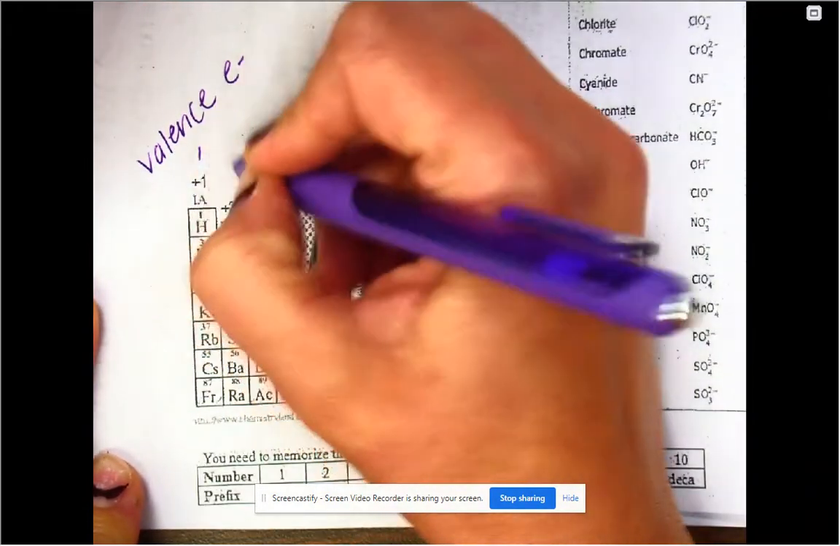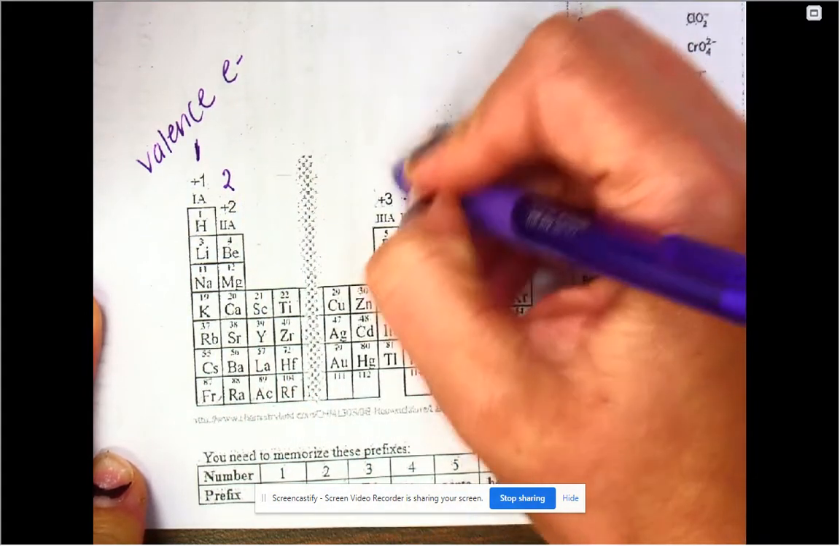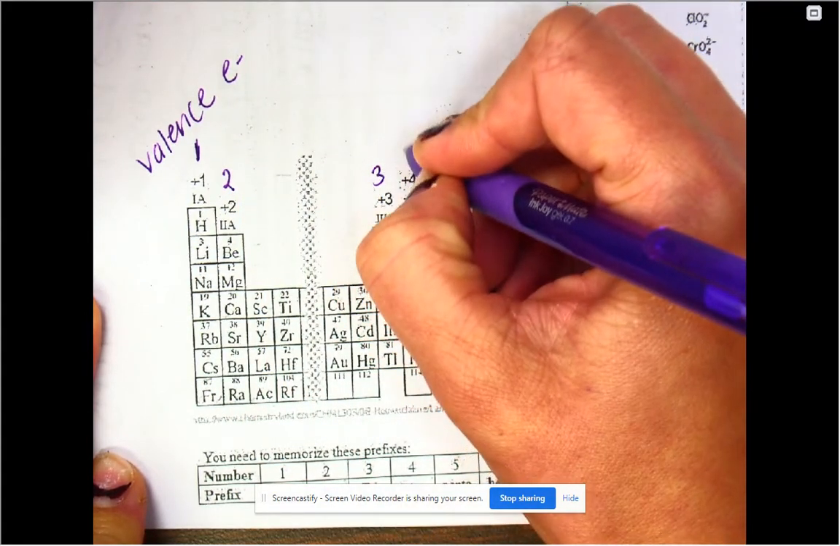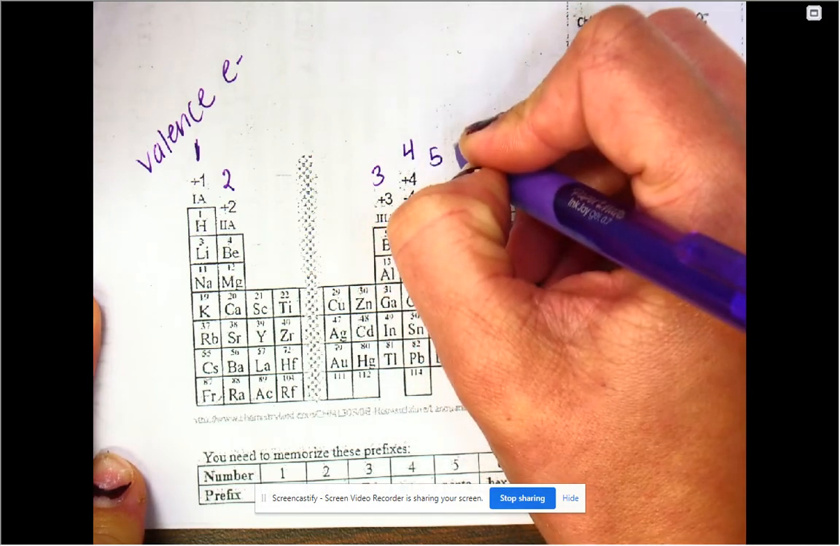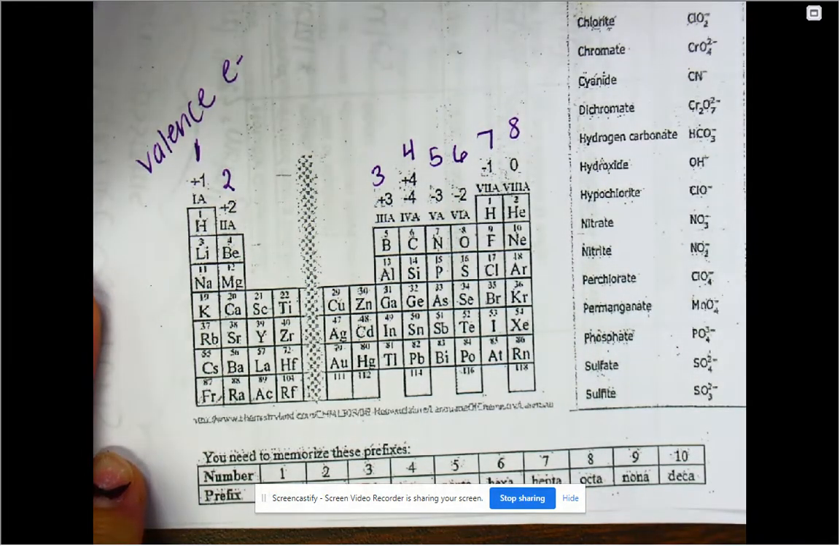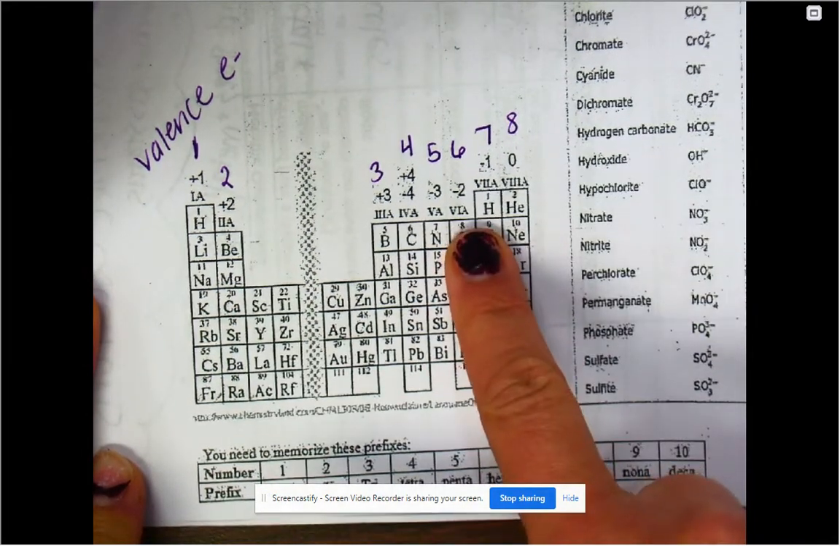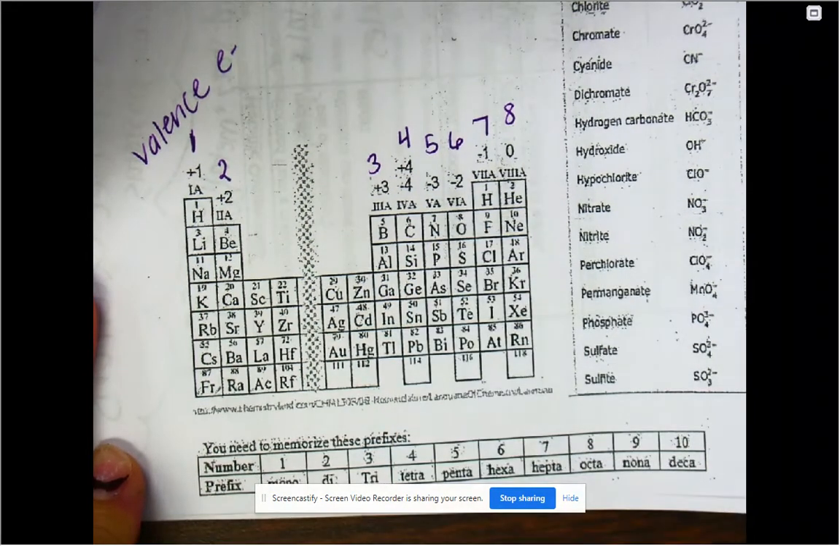We're going to go ahead and say 1 for group 1. We have 2 for group 2. Group 13 has 3. Group 14 has 4. 15 has 5. 6, 7, 8. Those are your valence electrons. So that's the part that you guys need today. Okay, because we're going to start with electron dot notation.